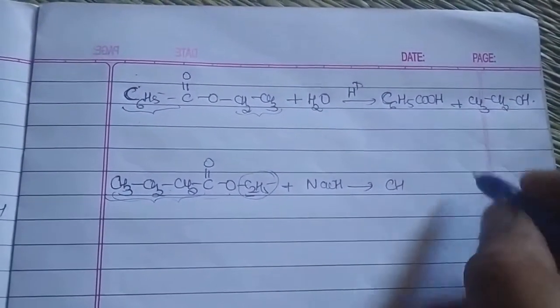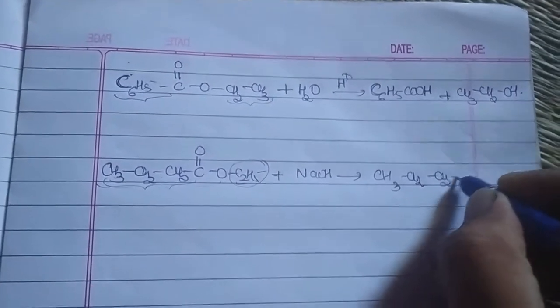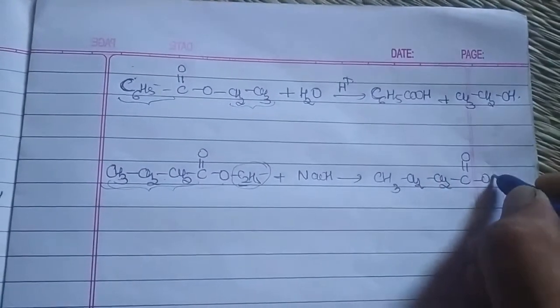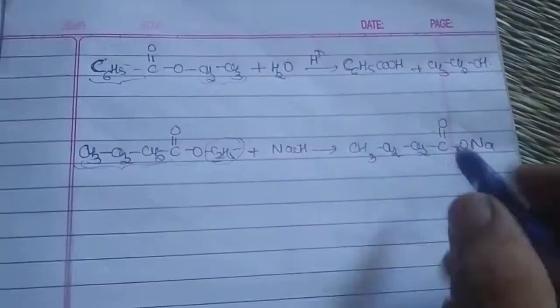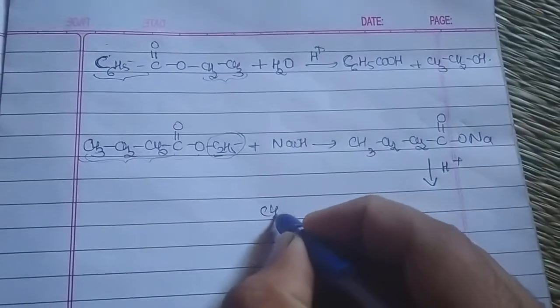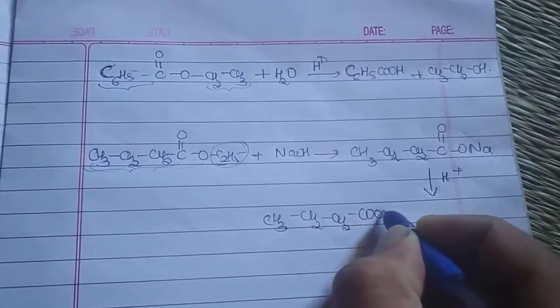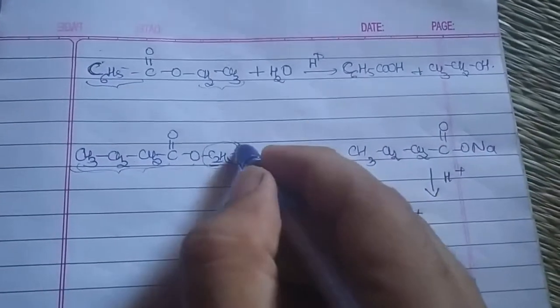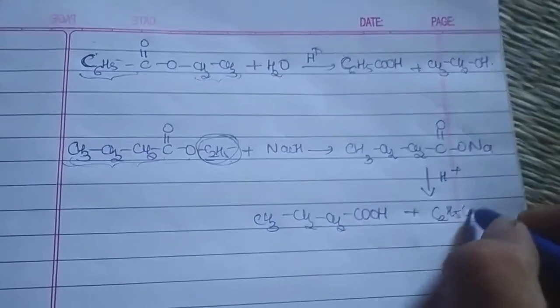Along with that, first what are you going to get? CH3CH2CH2C(=O)ONa. That is, you are getting a sodium salt of a carboxylic acid. Then upon acidification we are getting what? CH3CH2CH2COOH. Along with that, this part is the C2H5, that is C2H5OH.